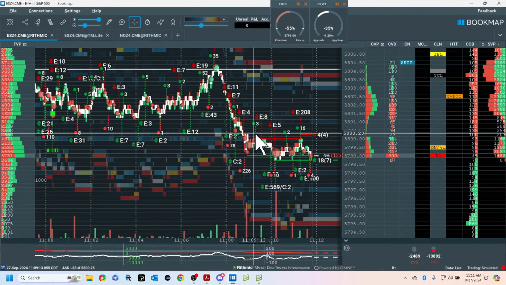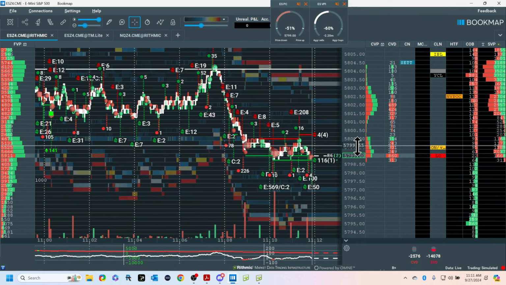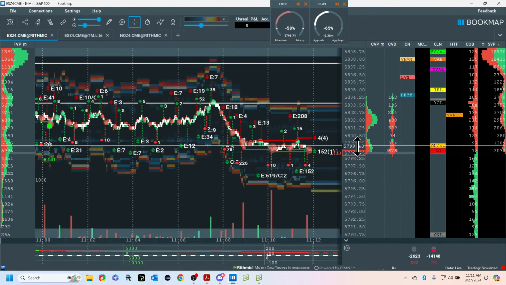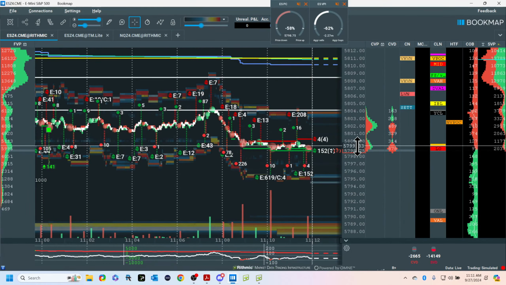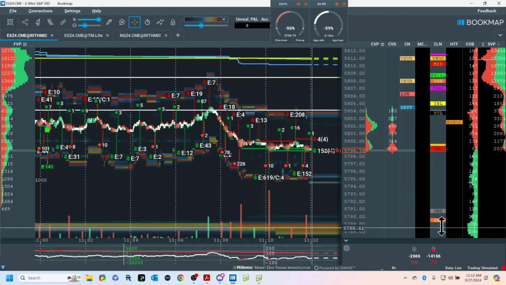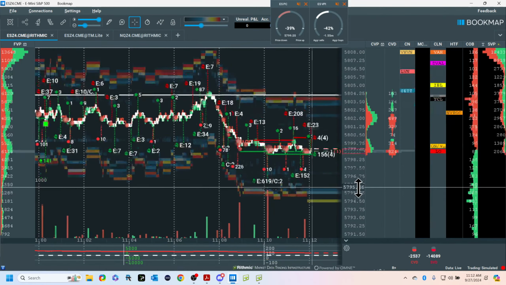But look at the risk. You're talking about maybe a 6-tick stop, and that means you need a 6-tick scale. And this is definitely not a recommendation. I consider this an aggressive trade. But here's the potential on this trade. And it's not a high probability trade. So it's an aggressive trade.